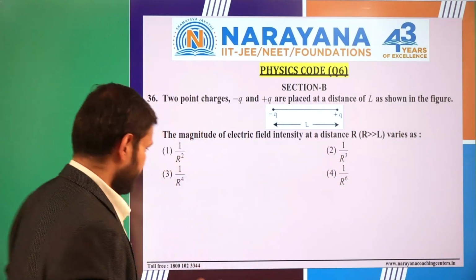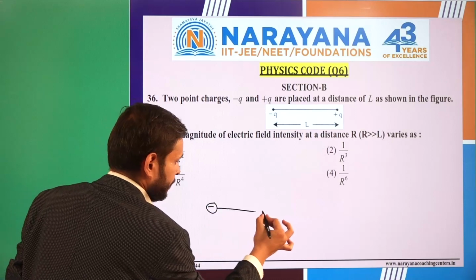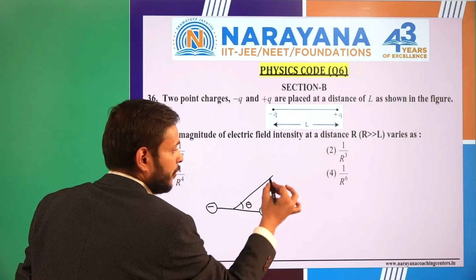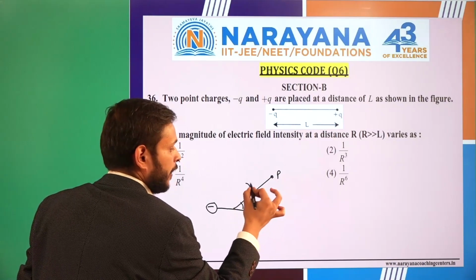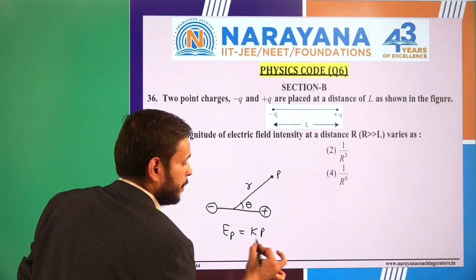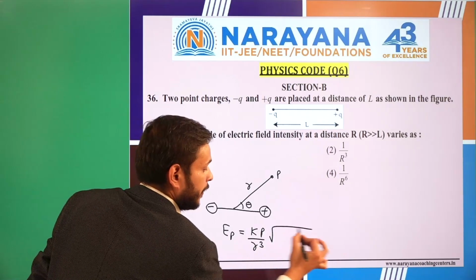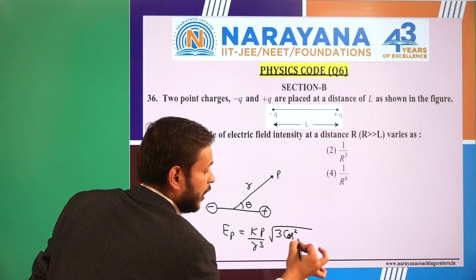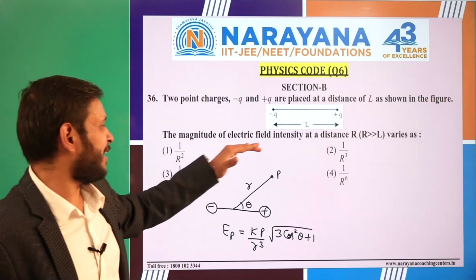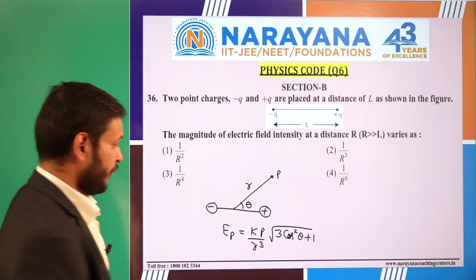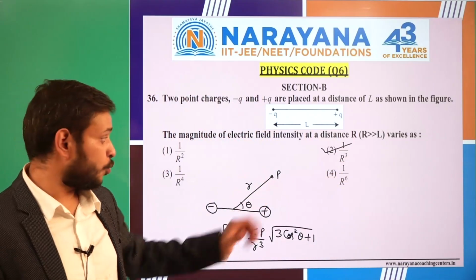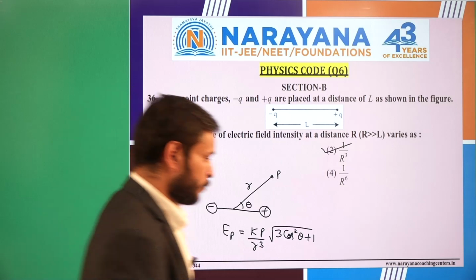And for the short dipole, let's say this is a dipole, and we are talking about some point, let's say at an angle theta, at point P. This is R. So you should know the general formula that E_P is basically kp by R cube under root 3 cos square theta plus 1. But over here, they are just asking about the dependence of electric field intensity on distance. So over here, 1 upon R cube is there. So the second option will be correct, 1 upon R cube. So this is question number 36. Let's just move to the next question.